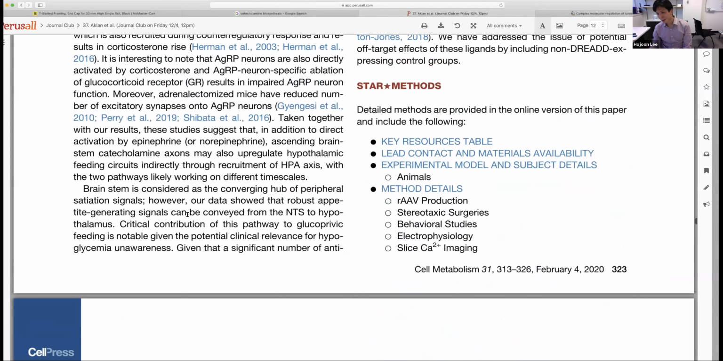So I find the connectivity interesting. I don't know what else we can learn from it, that perhaps it promotes feeding, but the effects are not very obvious. It'll have to be a subtle change that you observe.